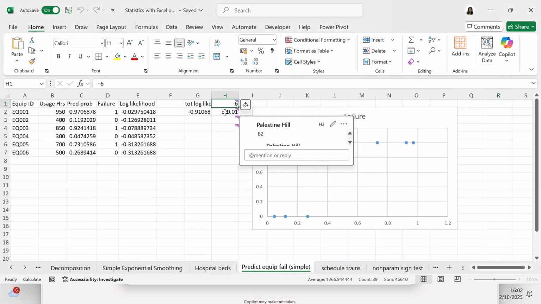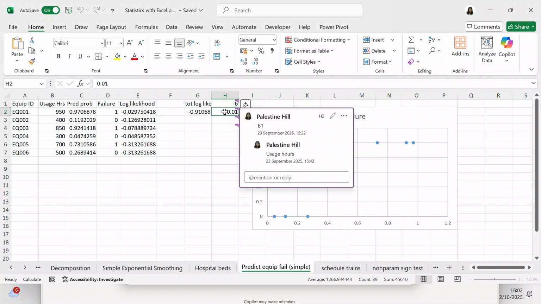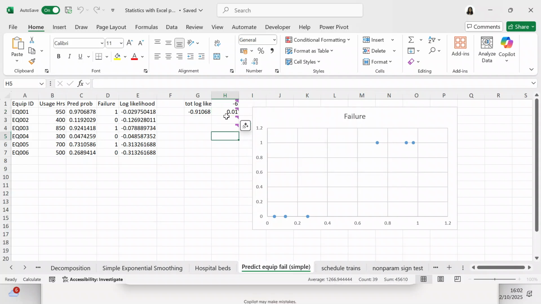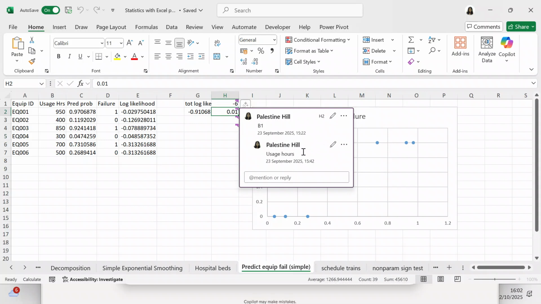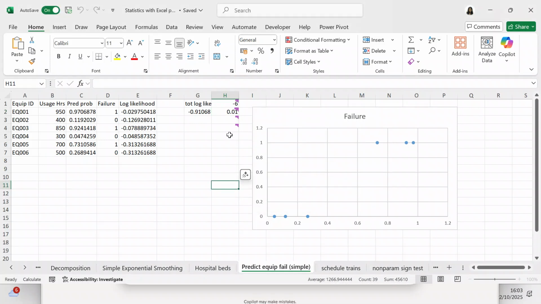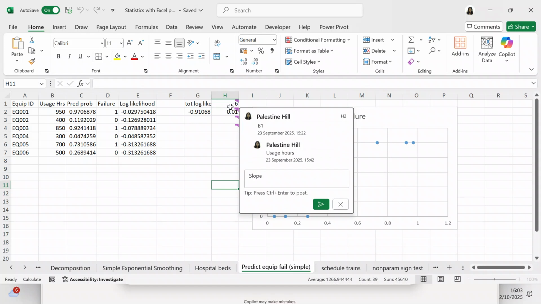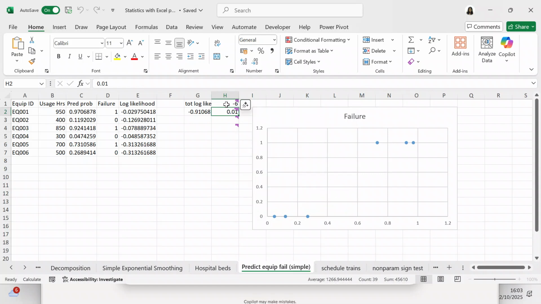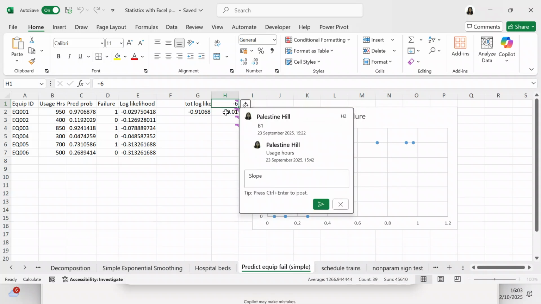B0 is your intercept, and B1 is your slope. I don't know why it says usage hours there, because it should say slope. H1 is your intercept and H2 is your slope. So you've got B0 intercept and B1 slope.